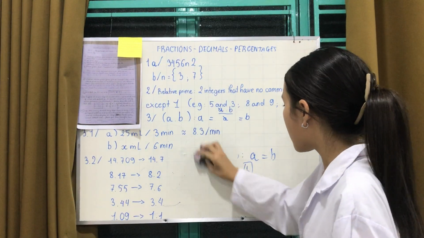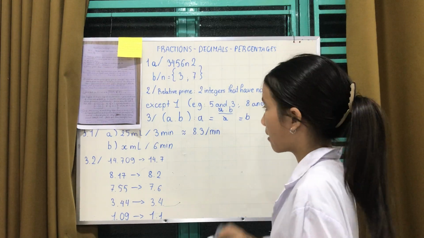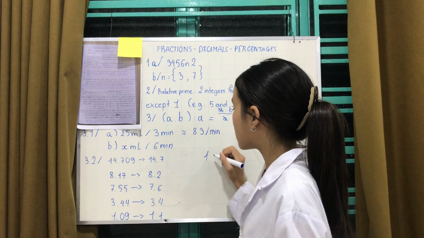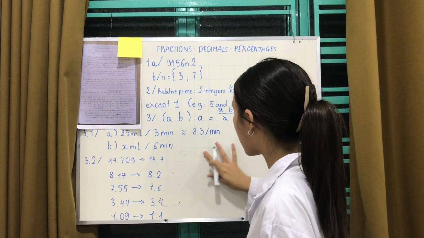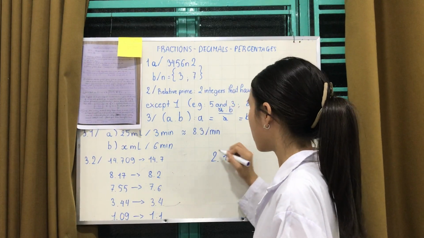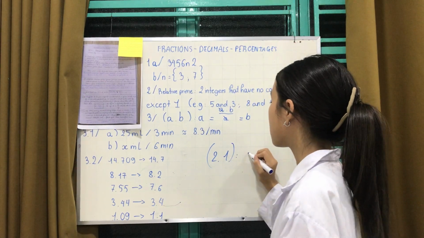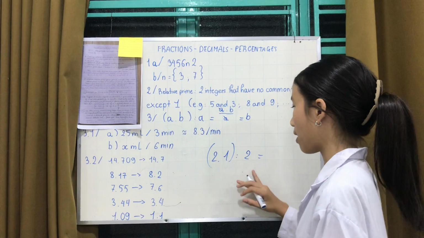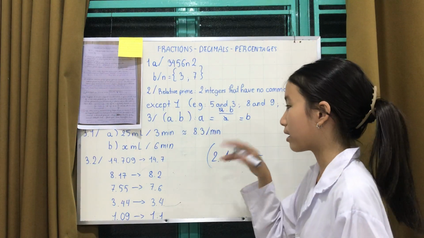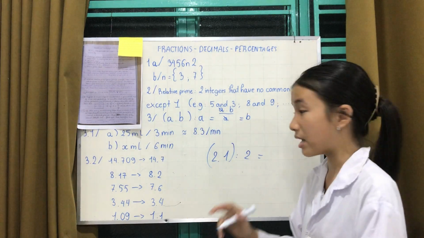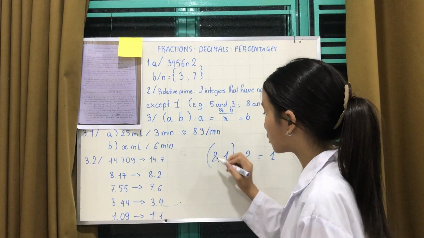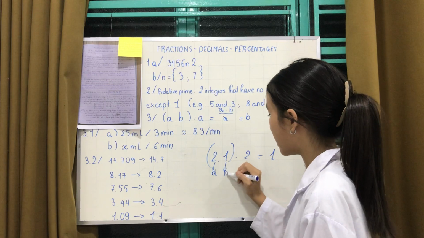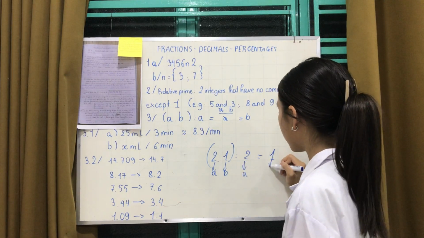So we know that A times B divided by A, let's take 2 times 1 divided by 2. So 2 times 1 is 2, and 2 divided by 2 is 1. So 2 is A, 1 is B, and the result is 1, which is B.